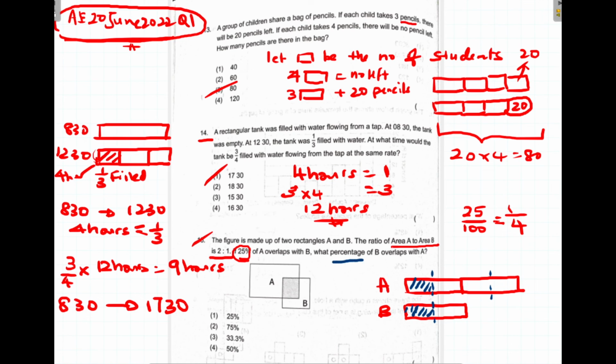So what percentage of B was overlapped with A? The percentage is, this whole box is 100%. Half of it is 50%. Correct? So 50% of B overlaps with A, while 25% of A overlaps with B. Here is 25% for A, and here is 50% for B.